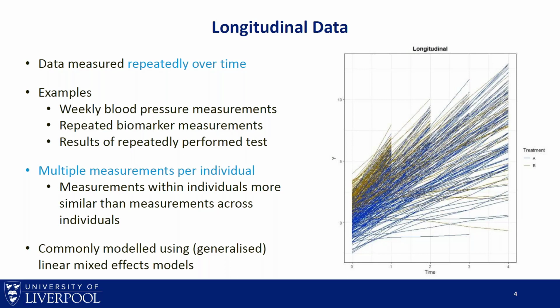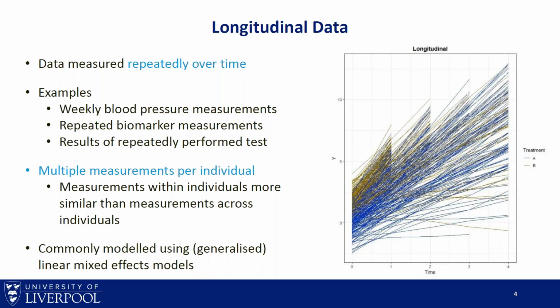Examples of longitudinal data include weekly blood pressure measurements, biomarkers measured repeatedly in a study, results of tests performed regularly on patients in a hospital. The key point is that we have measurements measured repeatedly over time that are nested within individuals. Measurements from the same individual will of course be more similar than measurements recorded from different individuals, and we need to account for this nesting or clustering structure when modelling longitudinal data.